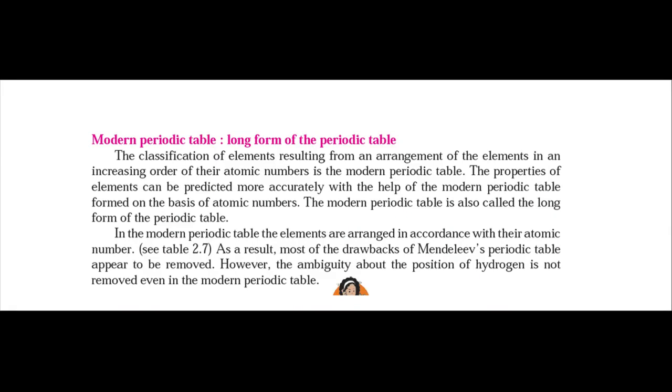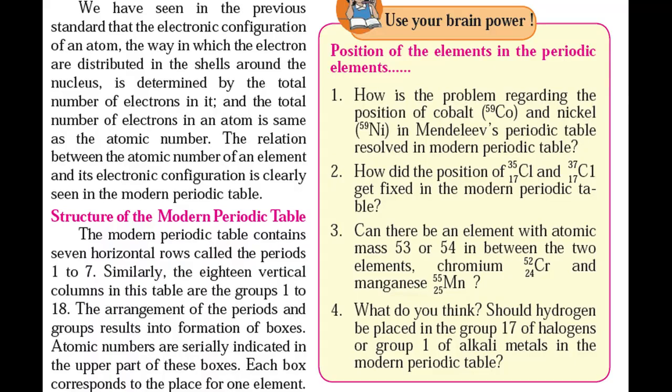So now we know that there were drawbacks in Mendeleev's periodic table system. This modern system has removed those drawbacks. However, the ambiguity about the position of hydrogen is not removed even in the modern periodic table. This is an important point to note.